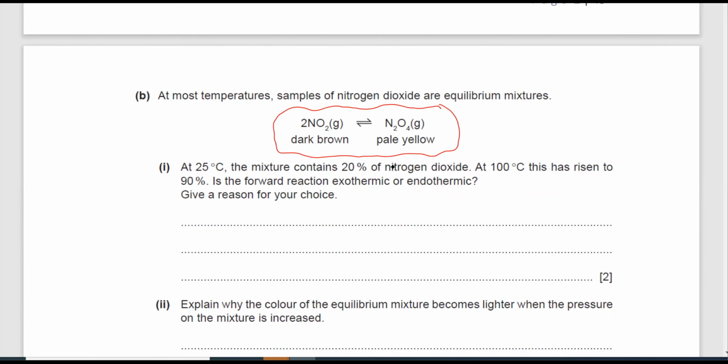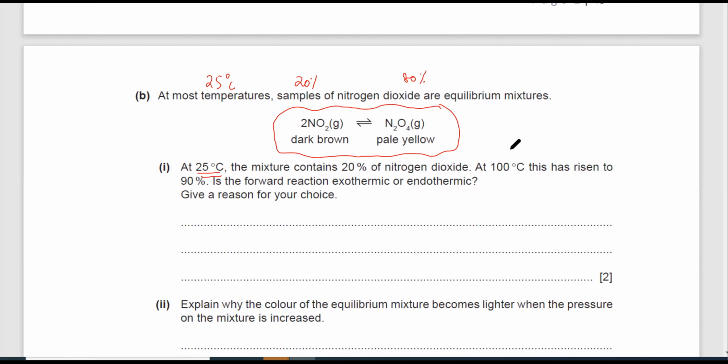Now this question is slightly trickier. At 25 degrees centigrade, he's saying that the nitrogen dioxide is only 20%. That means the remaining 80% will be N2O4. That's implied. So at 25 degrees centigrade your container has this mixture: less NO2 and more N2O4.